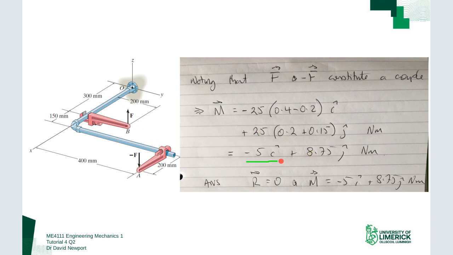So we multiply that out, and we end up with the minus 5 I hat and the plus 8.75 J hat Newton meters. So our answer, and this is important, is that the resultant is 0 because these two forces cancel each other out. And our moment is minus 5 I hat plus 8.75 J hat Newton meters.